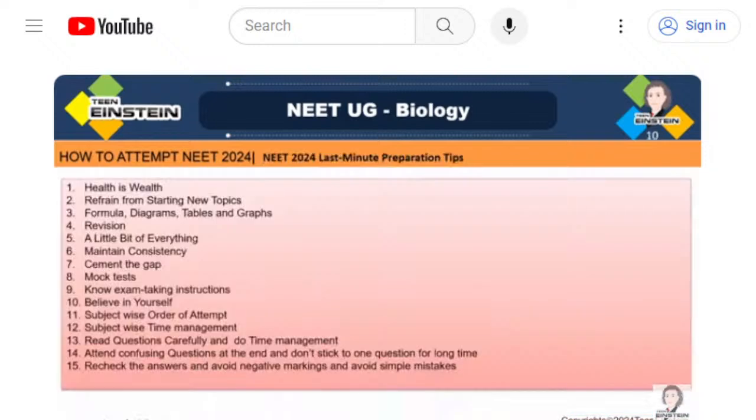Next, these are some last minute preparation tips which I need to tell you. First thing you should keep in mind, the first point which I want to tell is, health is wealth. That is 100% true. Health is wealth. A healthy body is the platform for flourishing a healthy mind.